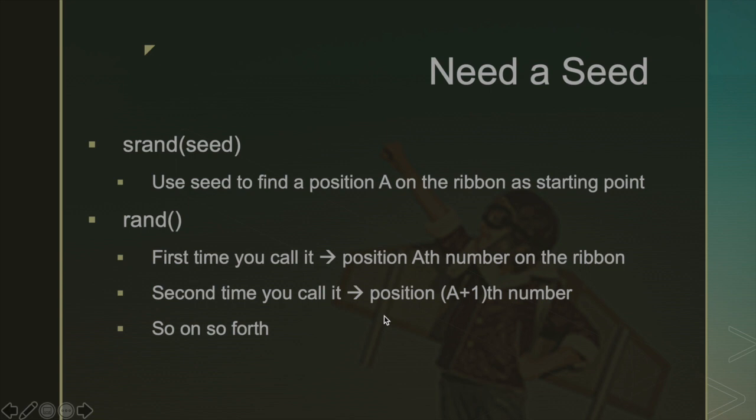Then after you initialize this generator with srand, you have to use the rand function to get your first number. Like I said, now you called srand, so the first position in the ribbon is decided. Let's say, following our last example, the 100th number. Then when you call rand, it will give you the 100th number on the ribbon. And the second time you call it, it will give you the 101st number.